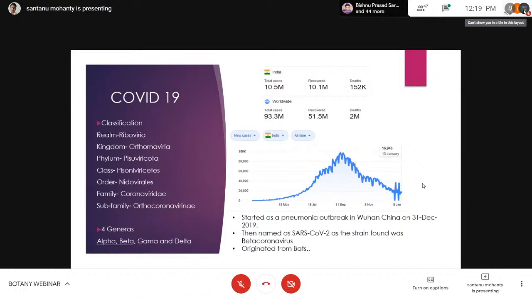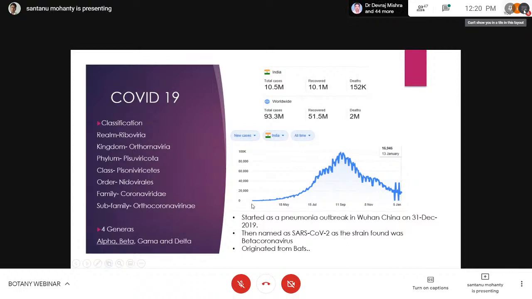A quick statistics there. Total cases 10.5 million in India, recovered 10.1 million, and deaths 152,000. That's a lot. Worldwide, it has impacted a lot. This is a quick statistic on the rise and fall of the corona cases day by day in India.